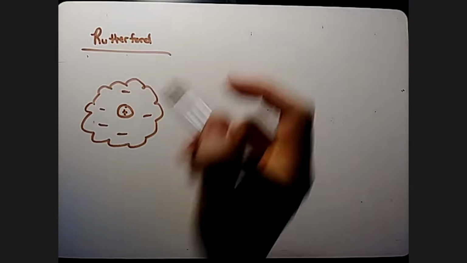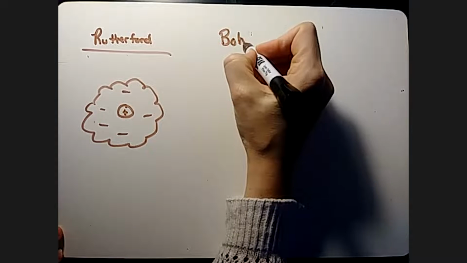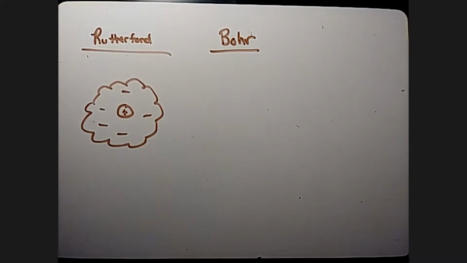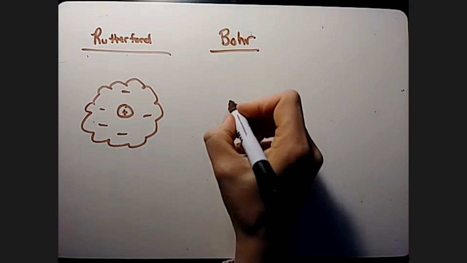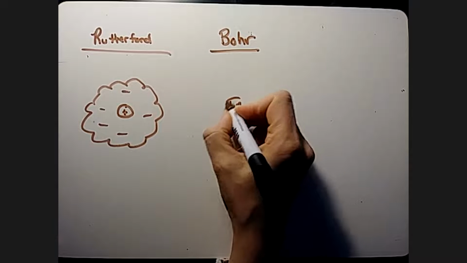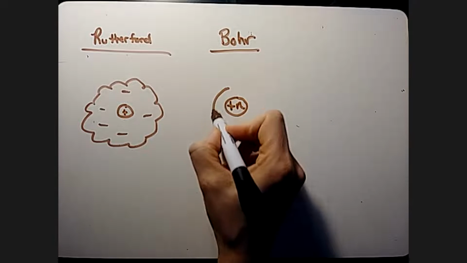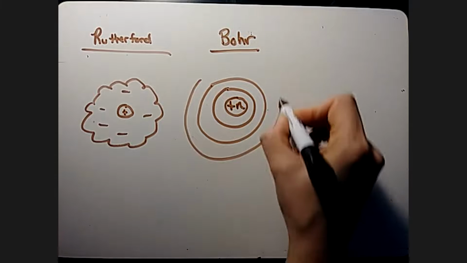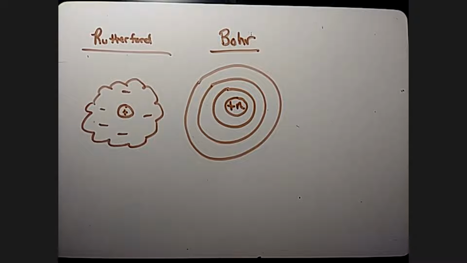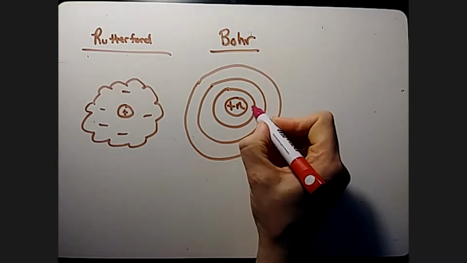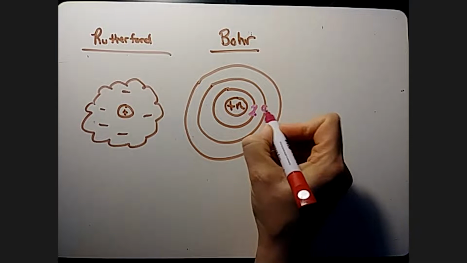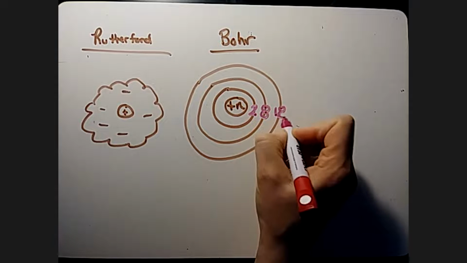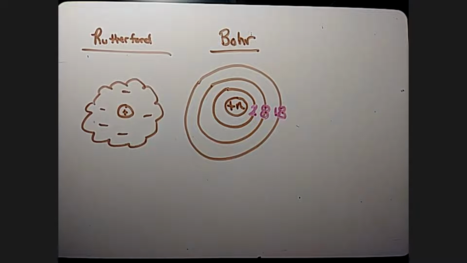Then at the beginning of this chapter, we learn about Niels Bohr. And Niels Bohr comes up with the planetary model. In his model, we have both the protons and the neutrons around the inside. And then around the outside, the electrons are now organized into these beautiful concentric rings. And those rings can only hold a certain number of electrons. So for example, on shell 1, you can only hold 2, shell 2 can hold 8, and then shell 3 can hold 18.